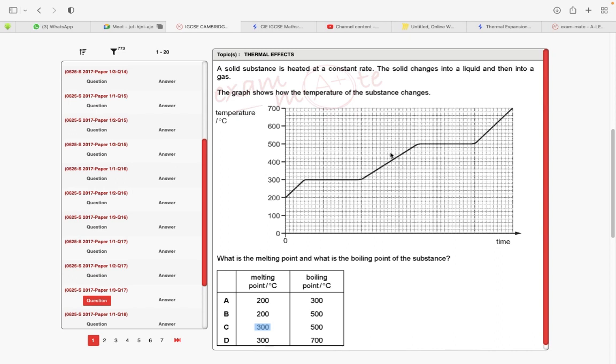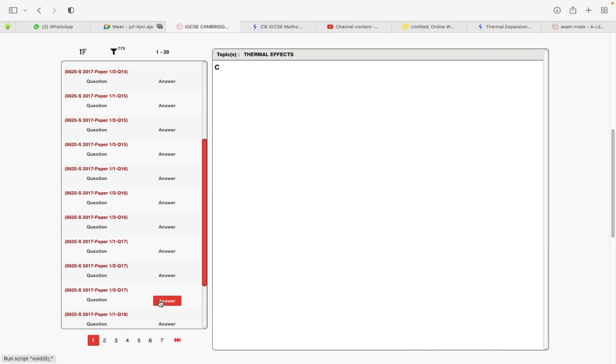After it has melted, it changes to liquid from 300 degrees to 500 degrees. That's liquid. Then at 500 there is another constant temperature. That's the boiling point, 500 degrees. So beyond 500 it is now a gas completely, from 500 to 700. When they're asking for the melting point and boiling point, it is 300 and 500, these constant values. Is that okay? C.